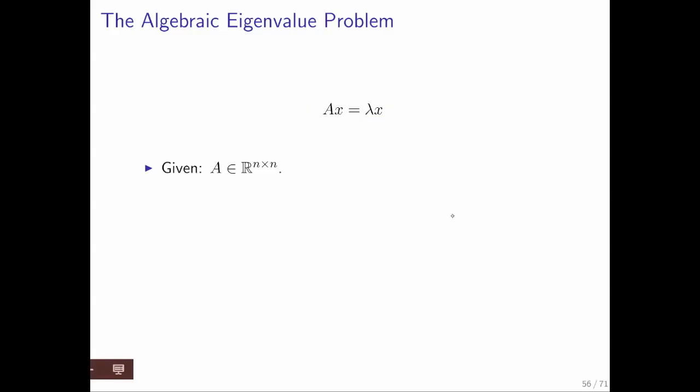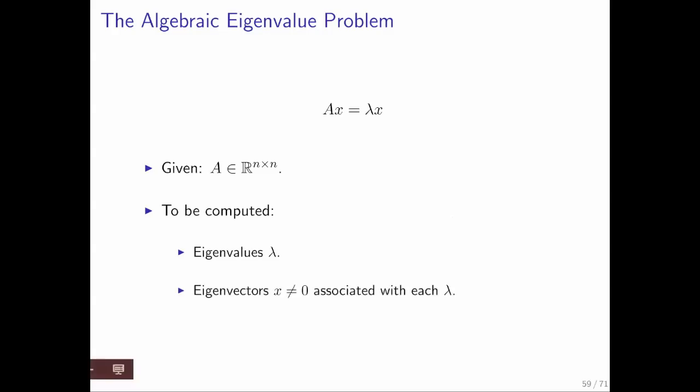We start with a square matrix A, and what is to be computed for this matrix is eigenvalues lambda and eigenvectors, that are not the zero vector, that are associated with that lambda. Now we're going to see that those eigenvectors are not unique, so what we really are interested in are ways of describing the infinite number of eigenvectors that exist for each such eigenvalue lambda.